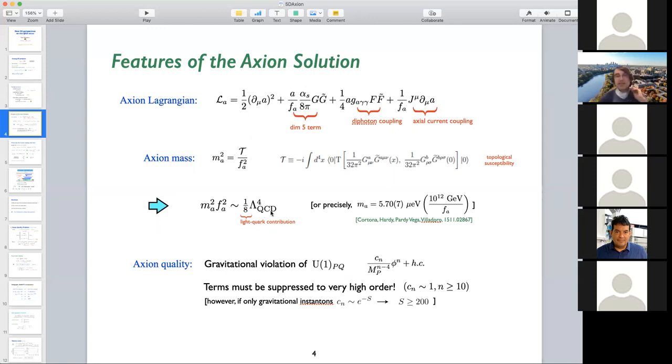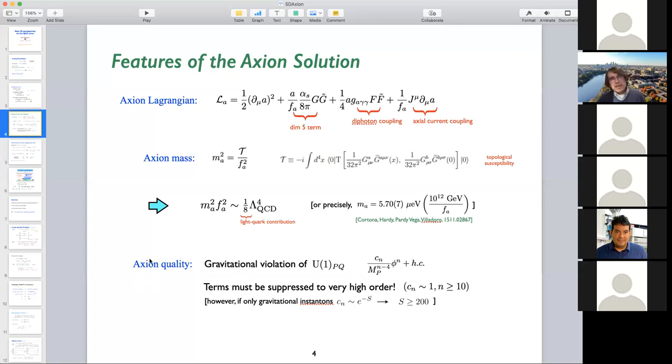Lambda QCD is the only dimensionful parameter in QCD. So to generate a mass for the axion, it's going to be proportional to lambda QCD. And then because it couples like 1 over Fa, you see the 1 over Fa squared that also appears in the mass term. Now, there also is a light quark contribution as well. That's the origin of this 1/8. So this is a fairly robust prediction from QCD that you get this axion mass.